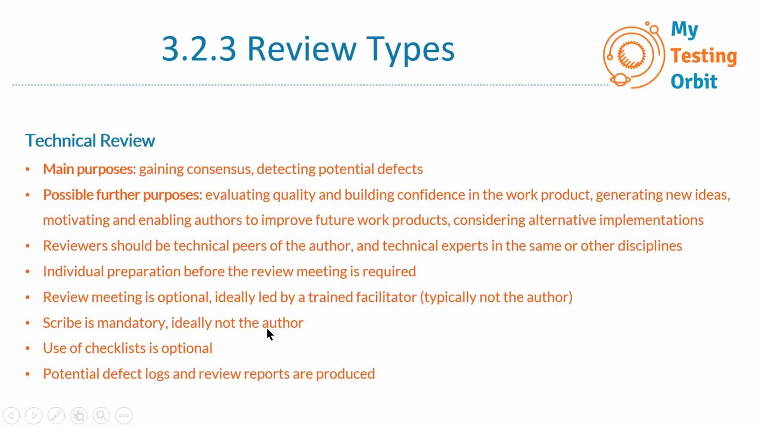Again, the author shouldn't be the scribe, which means that we do need someone who is a scribe, and extending that statement, the scribe doesn't have to be the author, it should be someone else. Use of checklist is optional. So again, over here also, it's optional. Potential defect logs and review reports are produced.